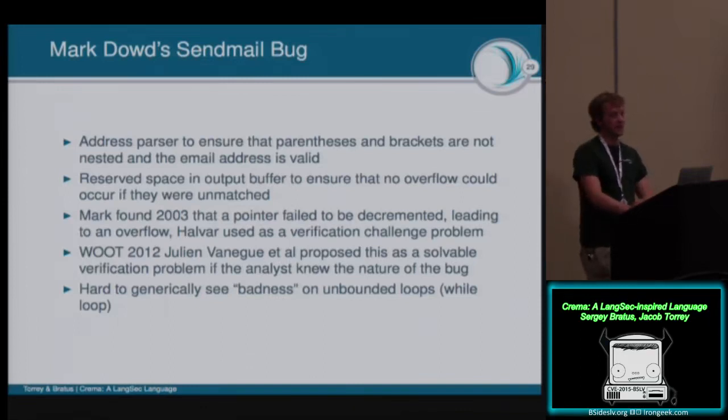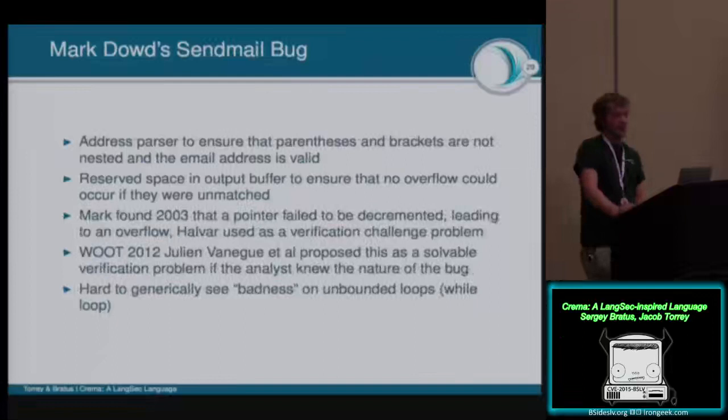There's a very simple parser just to make sure that your email address had matching parentheses and matching angle brackets, and that they weren't nested or confused, and to make sure the email address was valid. Basically it took an input email address and would output one with closed parentheses if it needed some. It reserved space in the output buffer to make sure there was no overflow, so it actually reserved extra space for those closed parentheses, and since it didn't allow nesting, it only reserved 2.